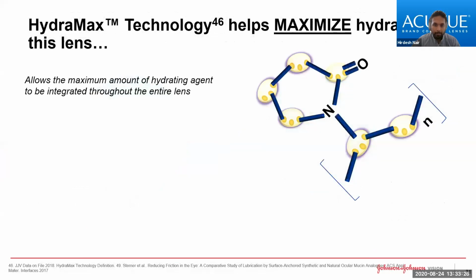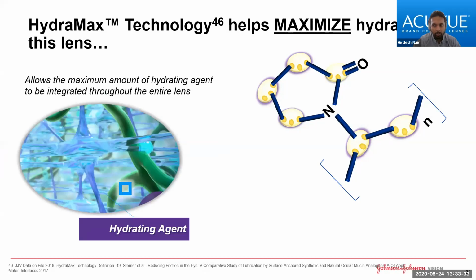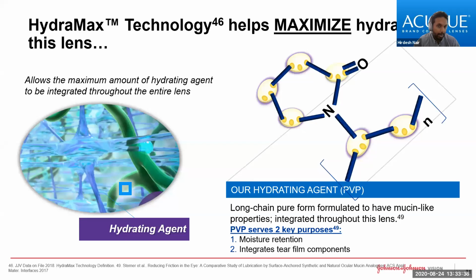So let me tell you a little bit about the hydrating agent itself, right? The hydrating agent is something called PVP, and I always have a hard time pronouncing it. So Judy, would you mind telling us what it is? Sure, it is polyvinyl pyrrolidone. See, polyvinyl pyrrolidone. Yeah, there we go. So PVP, what's the function? It serves 2 key purposes. First of all, it allows moisture retention, and the second, it allows integration of the tear film components.